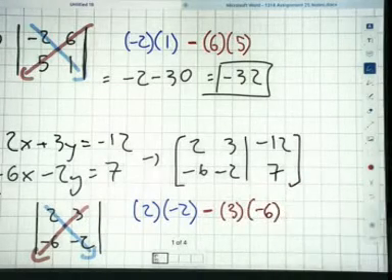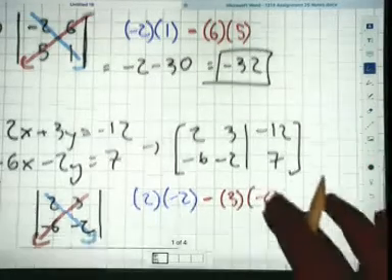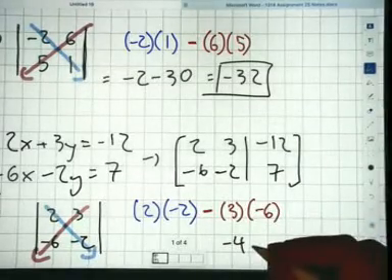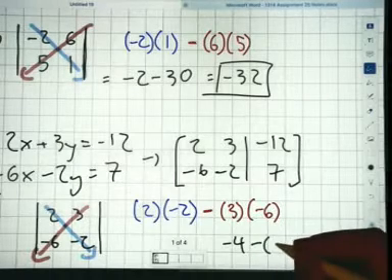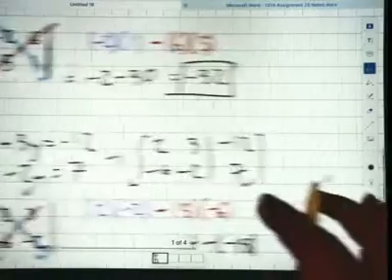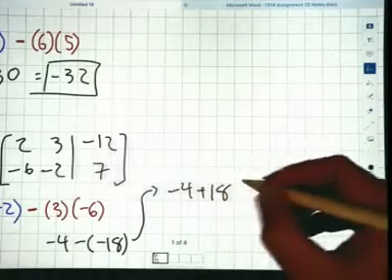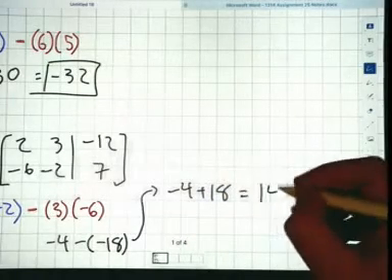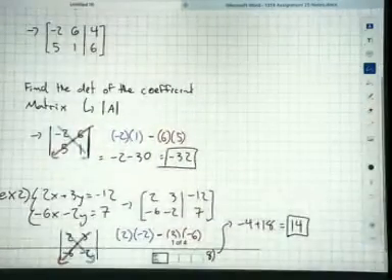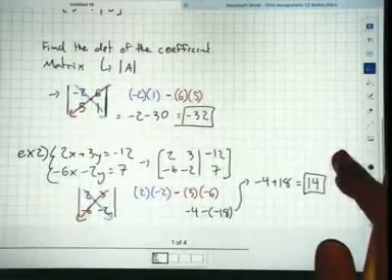And then all we have to do now is just do the math. So what do we have? We have a negative 4 minus a negative 18. So that's going to be the same thing as negative 4 plus 18, which is going to be equal to 14. And that's how you find the determinant of a 2 by 2 matrix.